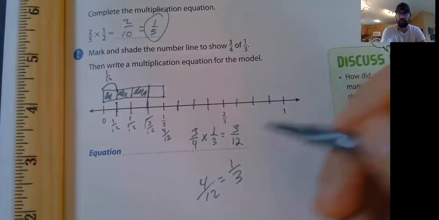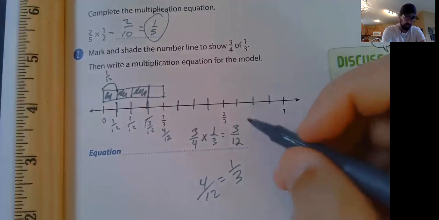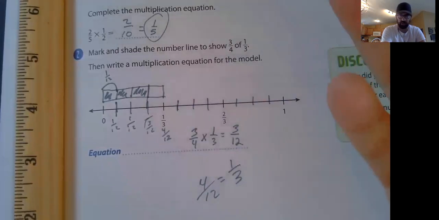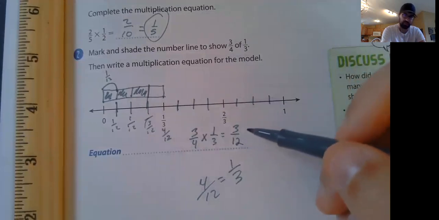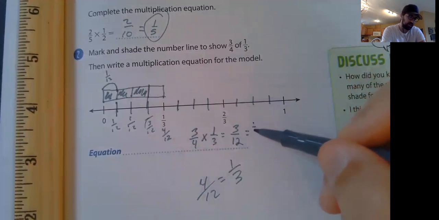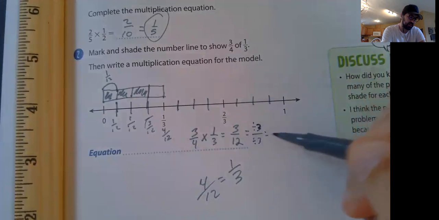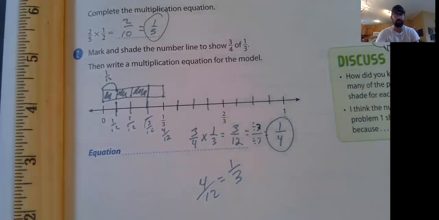Sweet. Now we can simplify this as well, can't we? Even though this is an answer and this is acceptable for what the book says is the answer, we should always simplify. If we simplify this, both of them are divisible by 3. So divide by 3, right? That gets us down to 1/4. That would be the best answer in my opinion. The book doesn't say that, but that's what I think. All right.